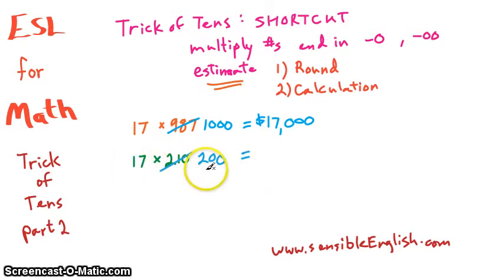Multiply the non-zero digits. 17 times 2 is 34. I see no zeros here and 2 zeros here. That makes 2 zeros altogether. And that's my final answer. You say, well, to put a tablet in each classroom would cost $3,400. And this is a much better solution for your PTA.